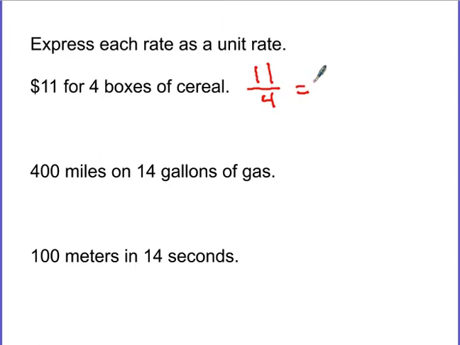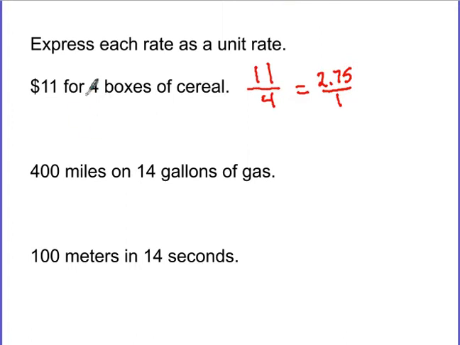How do I turn a 4 into a 1? Divide by 4. So what do I need to do to the top number? Divide by 4. What's 11 divided by 4? It's 2.75. So what does that mean? 2.75 over 1: $2.75 per 1 box of cereal.